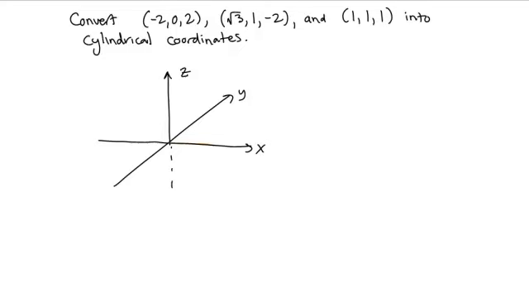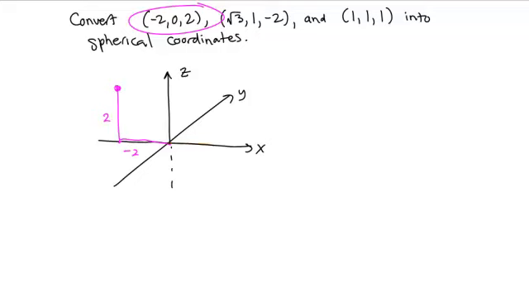Convert the points -2, 0, 2; root 3, 1, -2; and 1, 1, 1 into not cylindrical coordinates, but spherical coordinates. So let's start this process over again with the point -2, 0, 2. Remember, that was a point that went -2 units in the x direction, nothing in the y direction, and then 2 units above the plane.